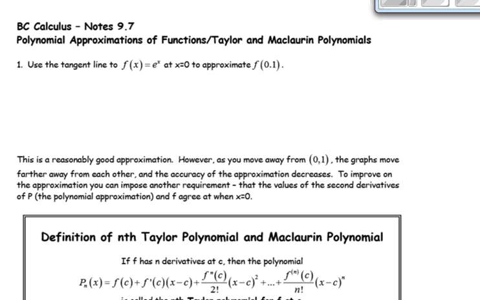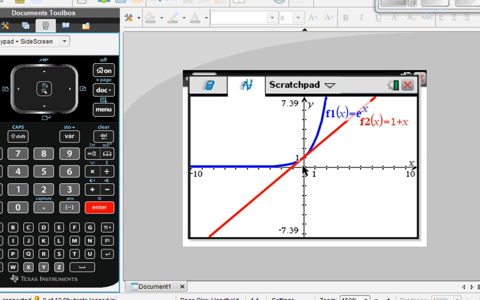So in number 1, we're going to use the tangent line to f of x, which is e to the x, at x equals 0 to approximate e to the 0.1. Just to show you a visual again of what's going on, since it's been a while since we've done this, I've graphed here the graph of e to the x and then the tangent line. So we're centered at x equals 0, and I'm using that line in order to approximate what e to the 0.1 is.